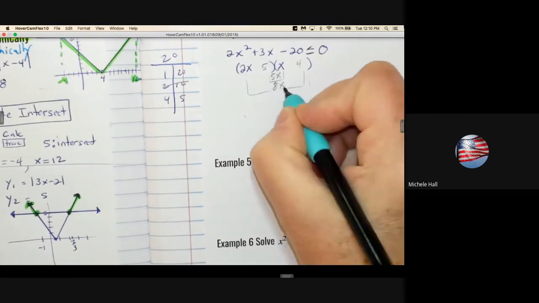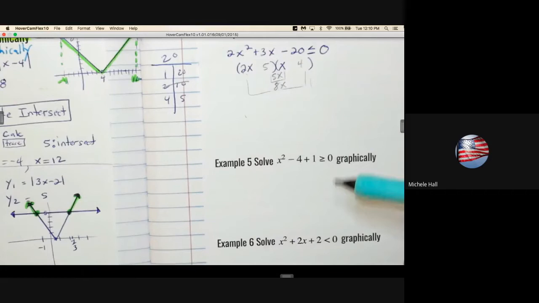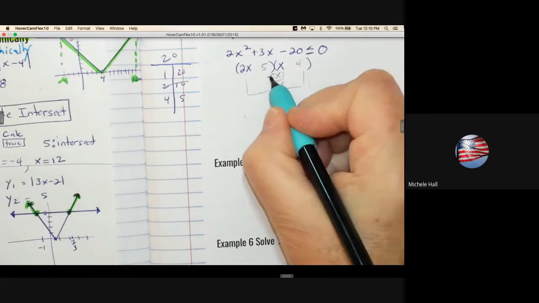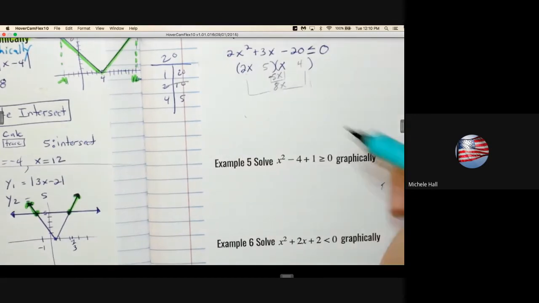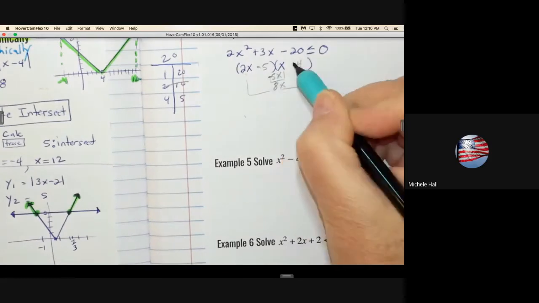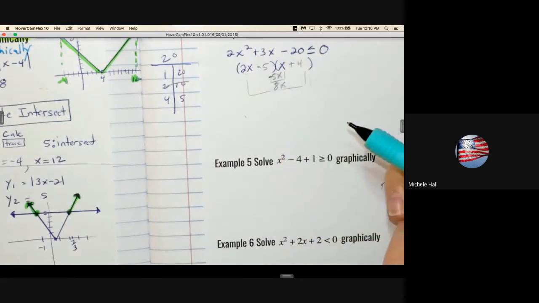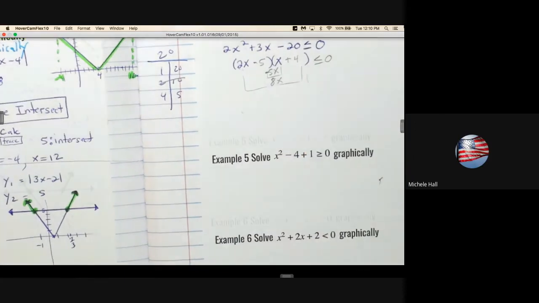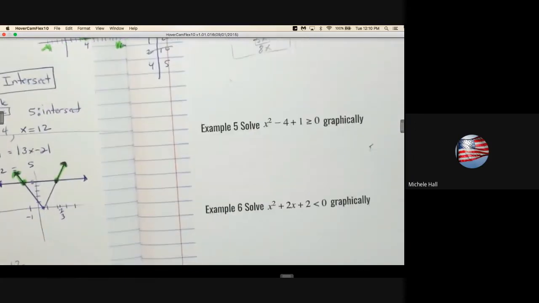Can I get an 8x and a 5x to add to a 3? Yes. I would have to subtract. I need a positive 3. 8 minus 5 would give me a negative 3x. That means I need a negative 5x and a positive 8x. That is less than or equal to 0. We're ready to solve these.